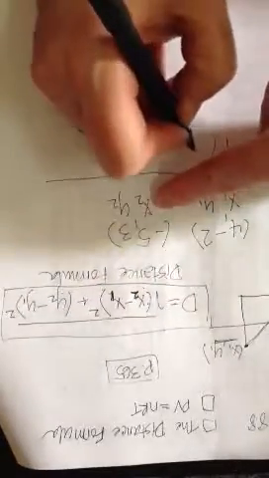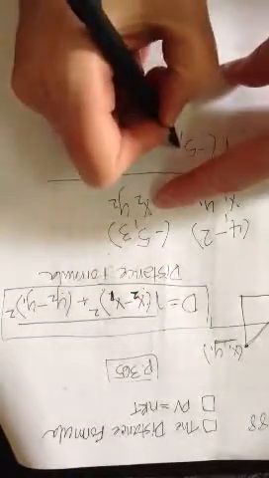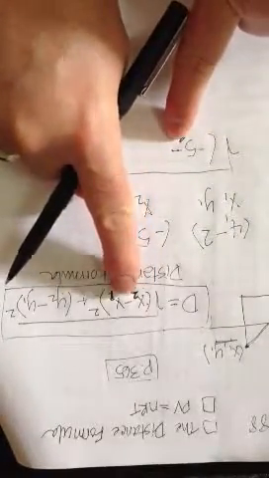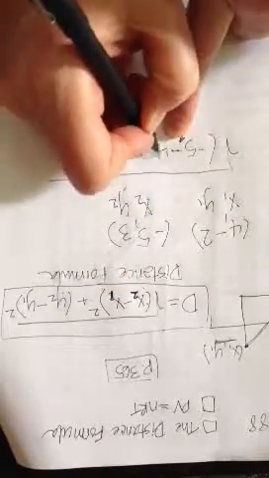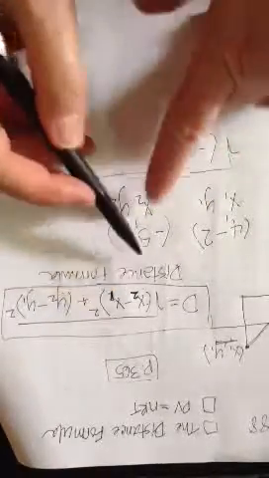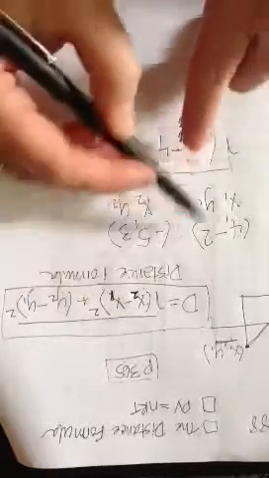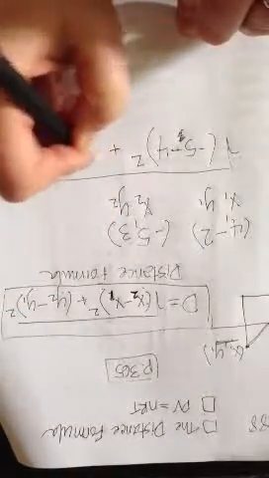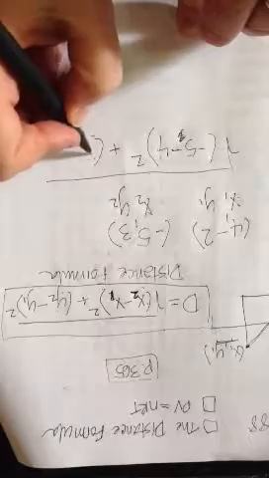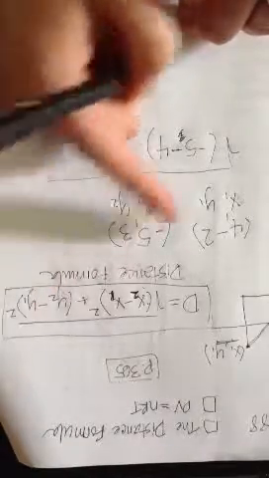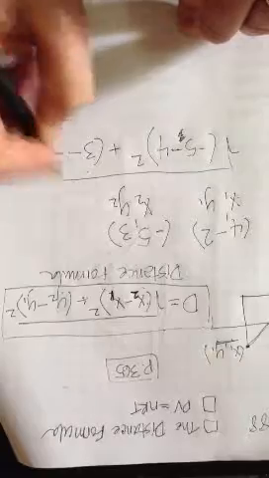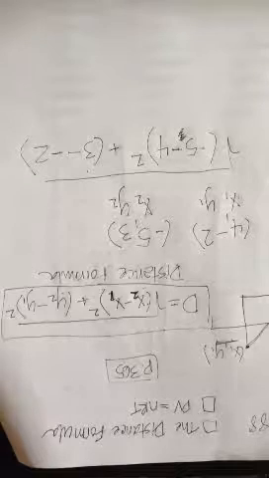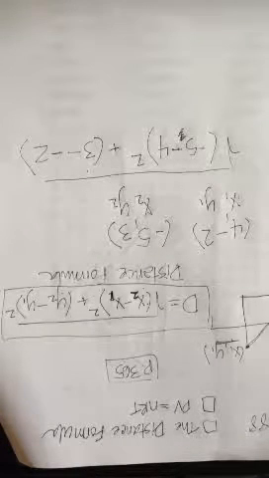X2 is minus 5, minus X1 is 4. I'll scribble that little mark out. See, this is why I label them, because it gets so confusing. X2 is minus 5, minus X1 is 4, and I square that, plus Y2, which is 3, minus Y1, which is minus 2. Make sense? Okay, so far so good.